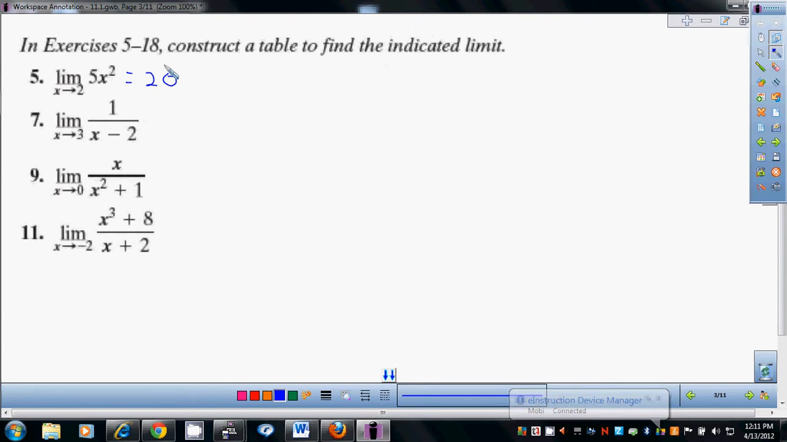Okay, now, number 7. What do you think? Continuous or not? Yeah, but you're right. Some people look at this and they say, ooh, 2 is going to make that impossible. That's true, but are we looking at 2? No, so it's irrelevant. So essentially, your first step to all of these today is just punch in the number. If it equals something, 0, 1, 2, 3, 4, anything other than something over 0, that's your answer. So 1 over 3 minus 2 is just 1. And that's the answer to 7.